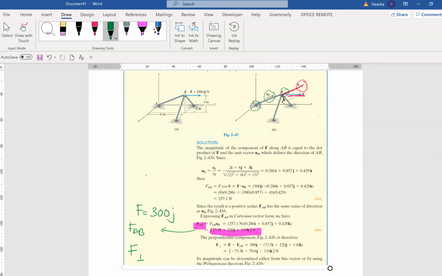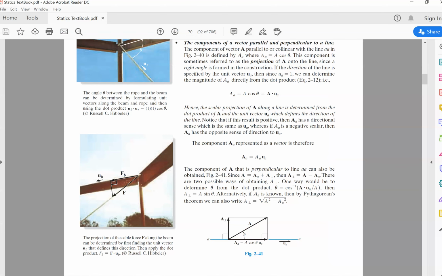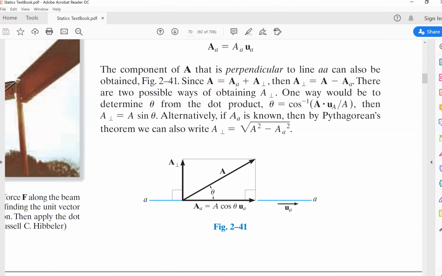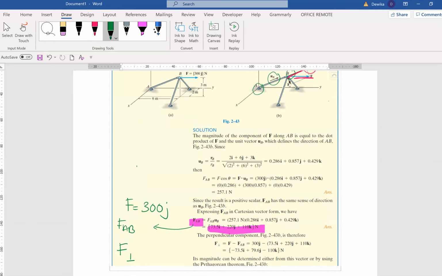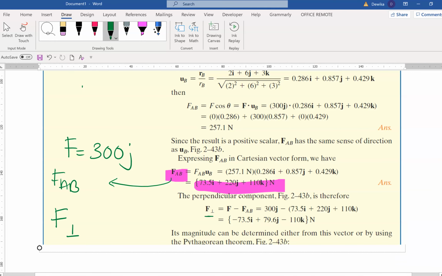So from the formula of force perpendicular, remember the textbook? What is force perpendicular? Remember this? Okay, can you see this? A parallel plus perpendicular, so perpendicular will be A minus parallel. Perpendicular is the resultant force minus the parallel. So you can take I minus I, J minus J, and K minus K, because this is a vector. So you don't have an I, only J and K. Okay, so this one remains, this minus, and this remains.